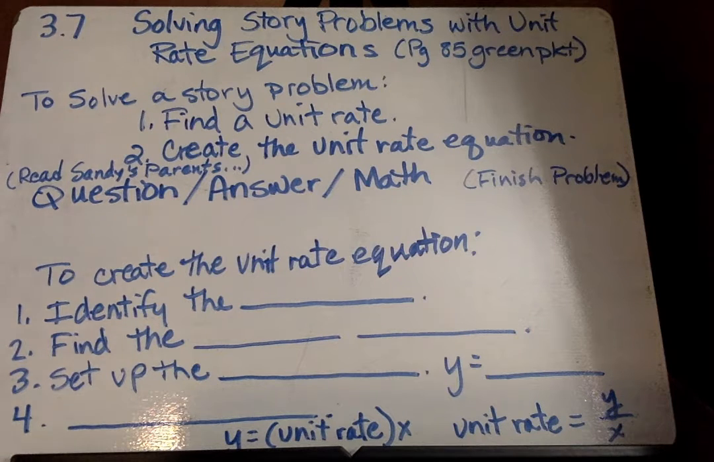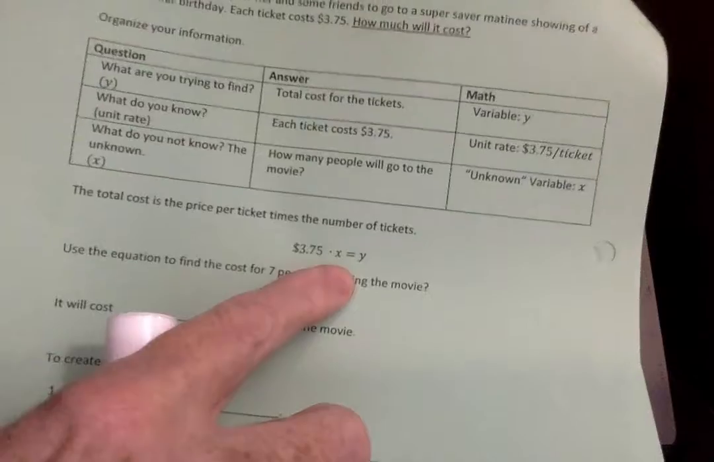Each ticket costs $3.75. How many people will go to the movie? The unknown is a variable y. The unit rate is $3.75 per ticket. The unknown is the variable x. Okay, so the total cost is the price per ticket times the number of tickets. That's where you get the 3.75 times x equals y.